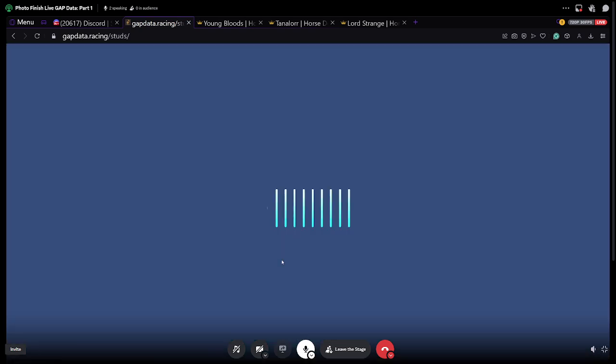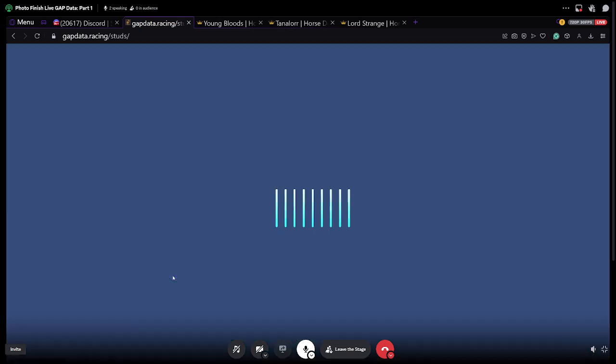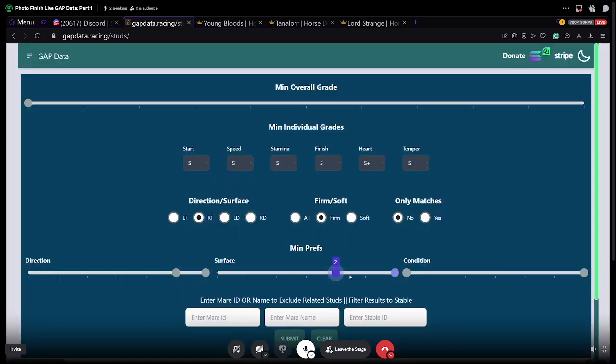So we're going to look for a stud in right turf, and we want an S plus in heart. Say we have a mare that has a weaker heart and we're trying to fix that heart. So we want something that looks like this. And then you can pick the minimum number of stars it has. So you can say, I want minimum 2.5, minimum 2.5, minimum 2.5. Wait, did it reset it?